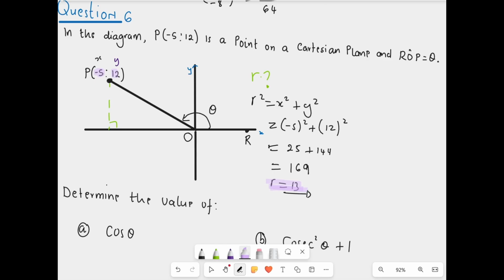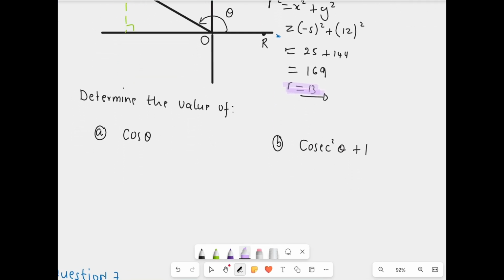Once you have your x, your y, and r, you can now answer any question. So now let's see. The first question here, we are looking for cos theta. What is the definition of cos? It is x over r, or you can even say it is adjacent over hypotenuse. So now what is our x? Our x is negative 5. What is our r? Our r is 13. So that is your answer. So the answer here is negative 5 over 13. And then b. Let's move to b.